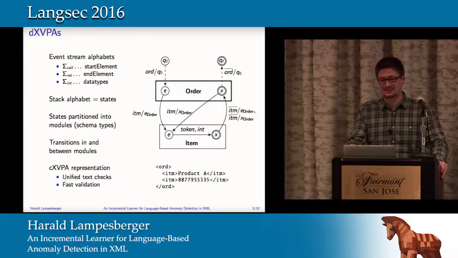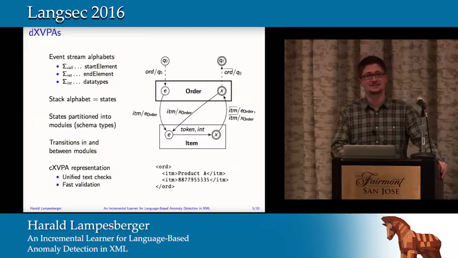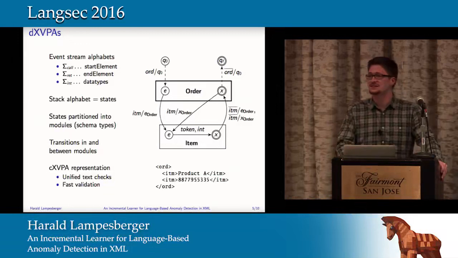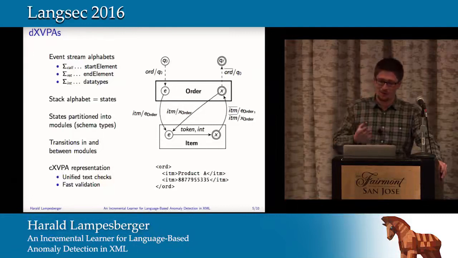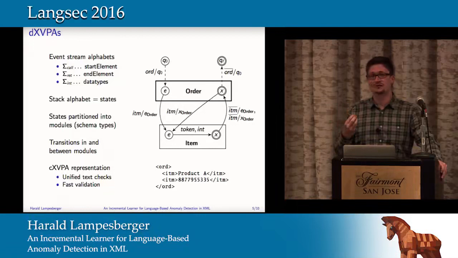Of course, this is a pushdown automaton, so it needs a stack, and it utilizes the states for the stack alphabet. The names of these alphabets might indicate where the automata class originates from. It's from program analysis, where call and return were used to model function calls and returns, and the internal alphabet is used to model what happens in a function.